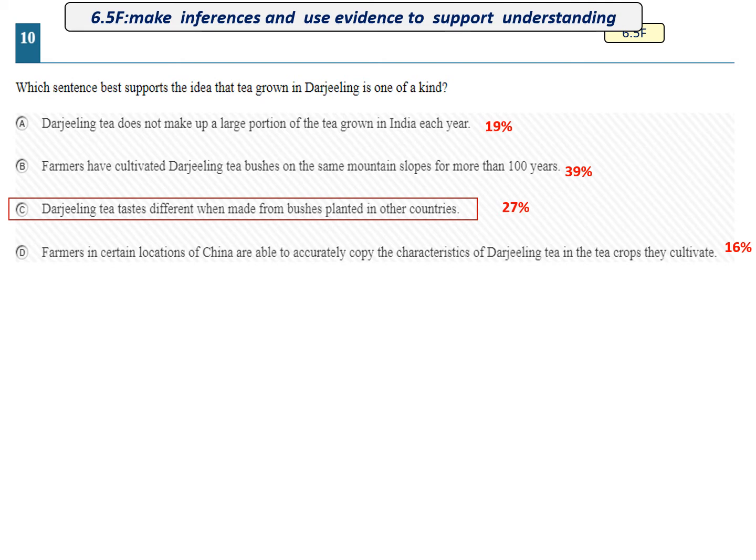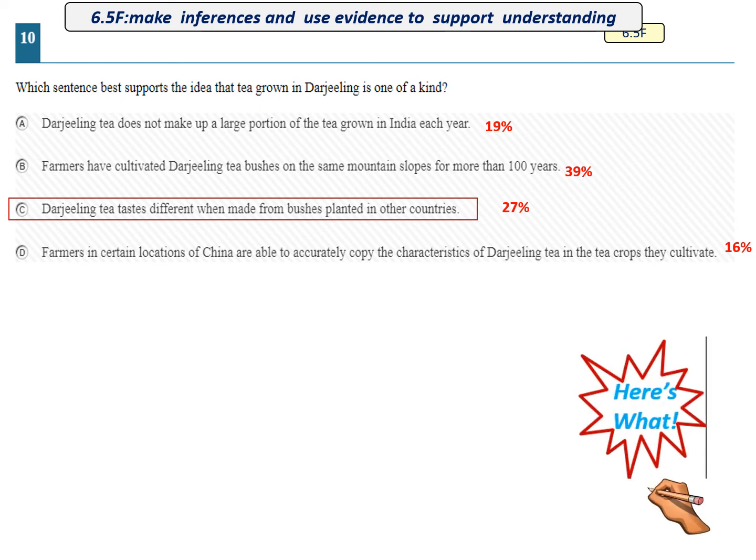Now let's take a look at question 10. Question 10 was based on the informational text, the selection about Darjeeling tea. The question reads, "Which sentence best supports the idea that tea grown in Darjeeling is one of a kind?" Students, as you can tell on this one, were all over the place. 27% chose C, which is the correct answer, 39% chose B, 19% chose A, and 16% chose D.